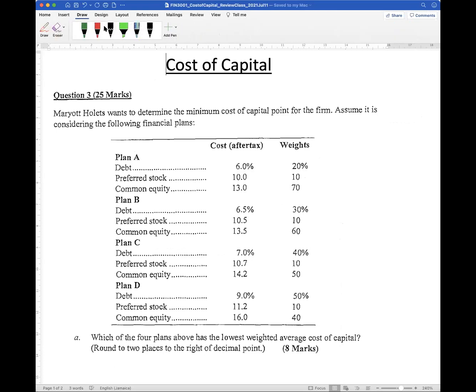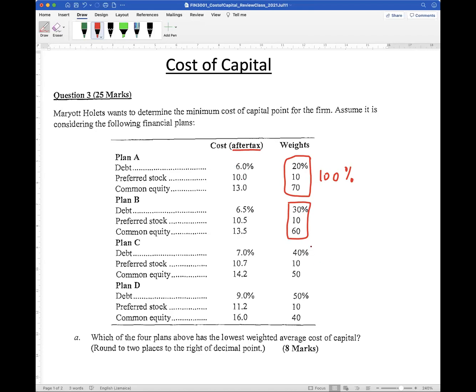Now, the weights, of course, are just the proportions. They must add up to 100%. Something is wrong, something would be missing, if they're not adding up to 100%. So same here, plan B. I note here as well that it says after tax. So for debt, debt is the only one affected by a tax, and this is the after-tax cost of debt.